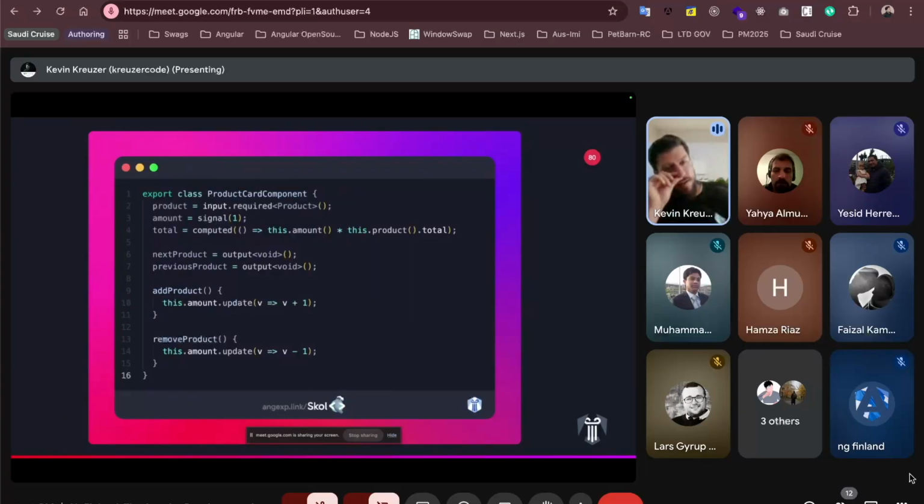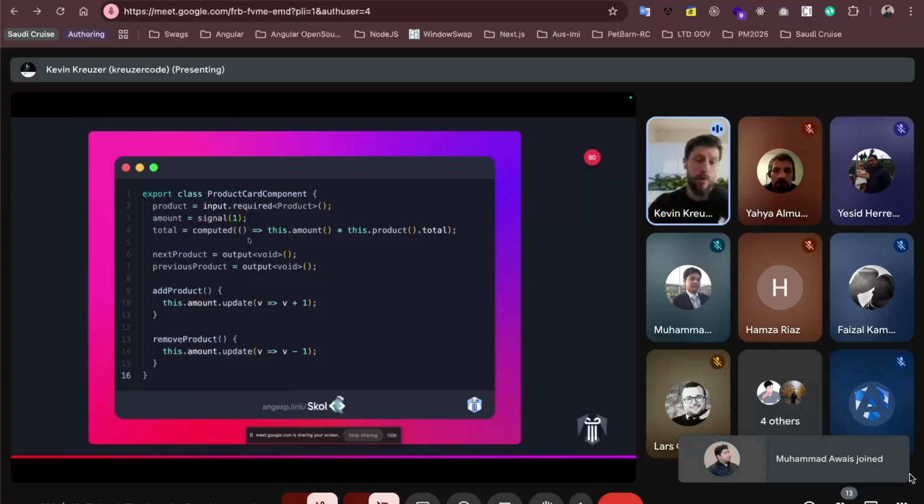A simple component like this could look something like this. Again, you have a product, which is the required input. You have an amount signal. Then you have a total, which is a computed signal, so you say amount times product total. And then you have next and previous product, which are outputs. You can say add product, which updates the amount, and remove product, which decrements the amount. And this retriggers the total.